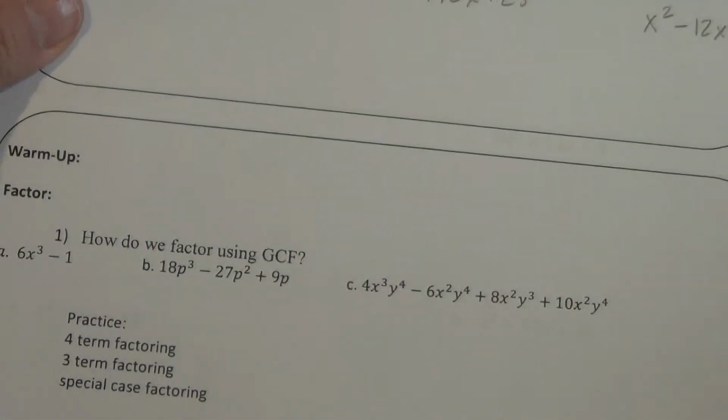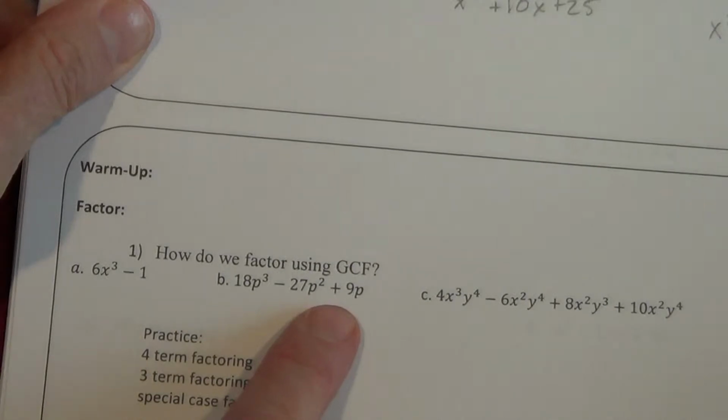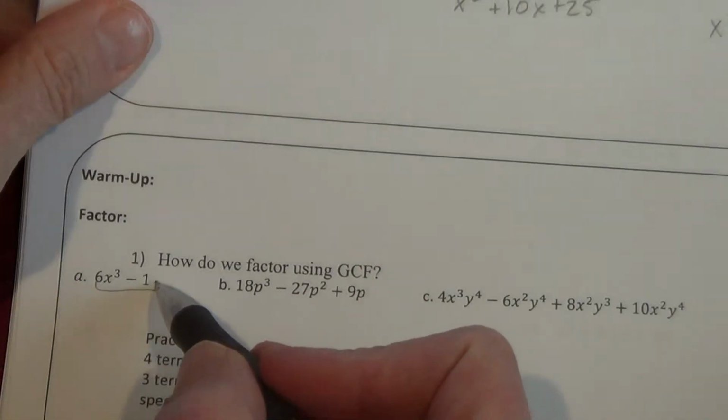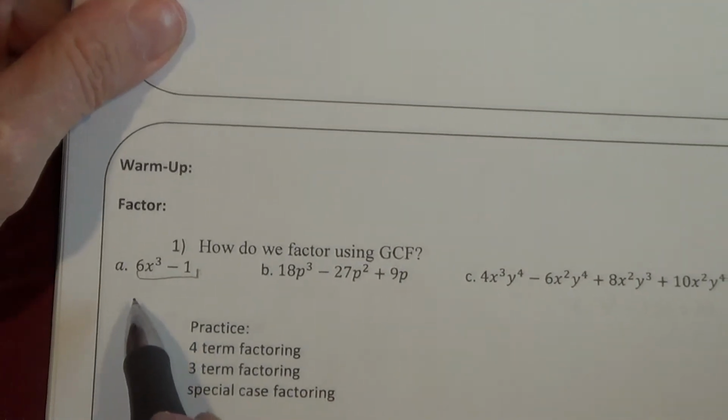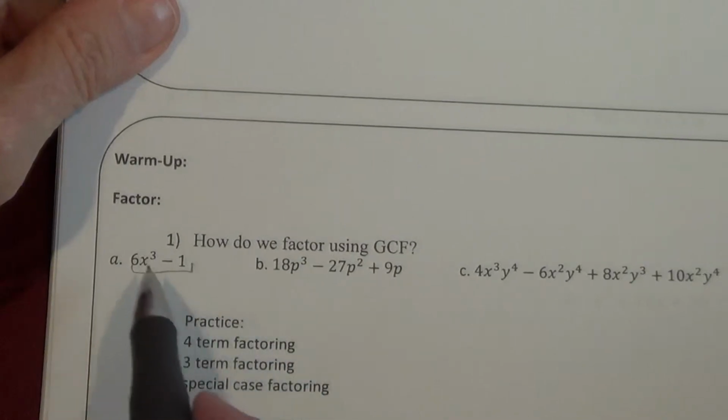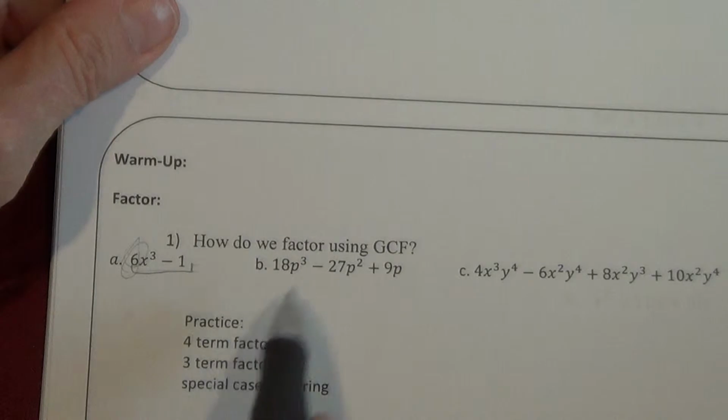Another warm-up here. How do we factor using the GCF? What we have to do is see what's common between the terms. 6x cubed minus 1 has nothing in common. And we can't even do a difference of 2 cubes because 6 is not a perfect cube.